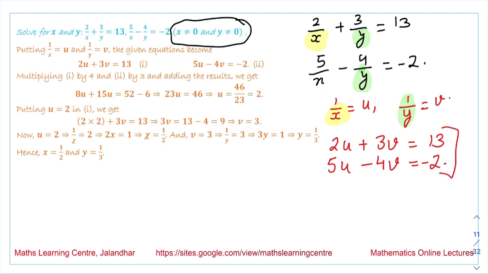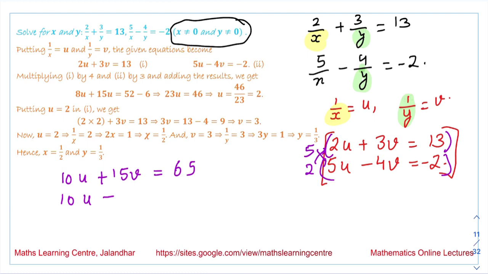Now look at these two equations. What we are going to do is multiply the first equation with 5 and the second equation with 2. So what we get is 10u plus 15v, that is equal to 65. This is 10u minus 8v, that is equal to minus 4.